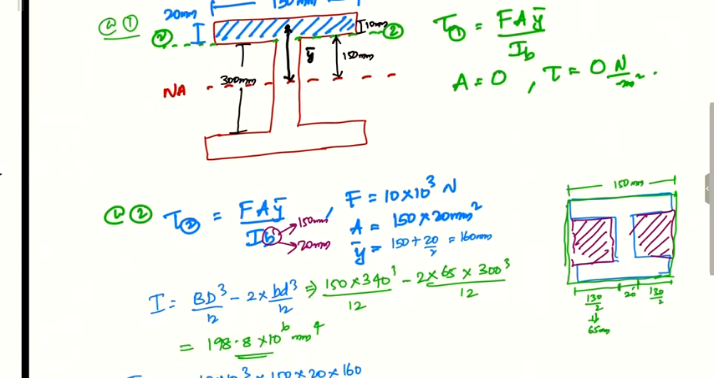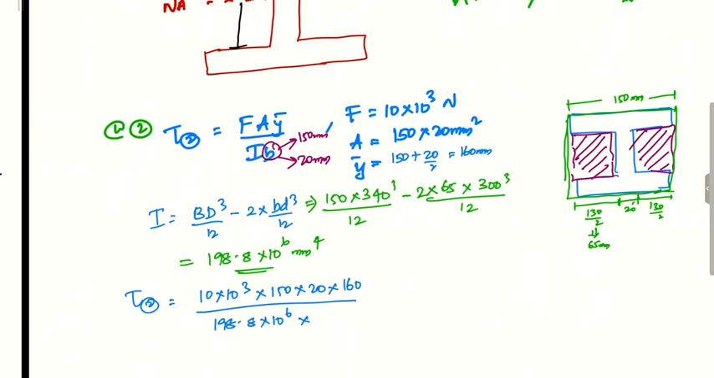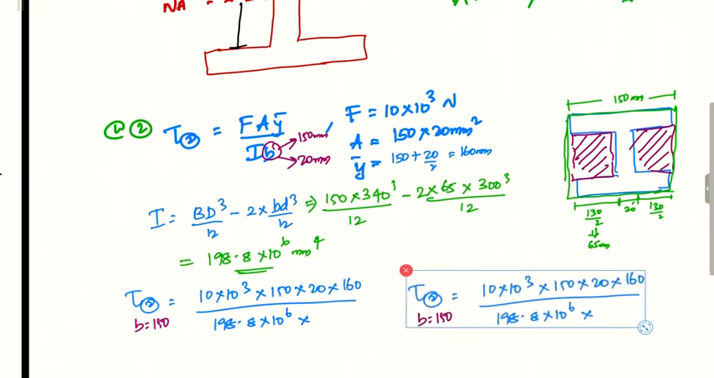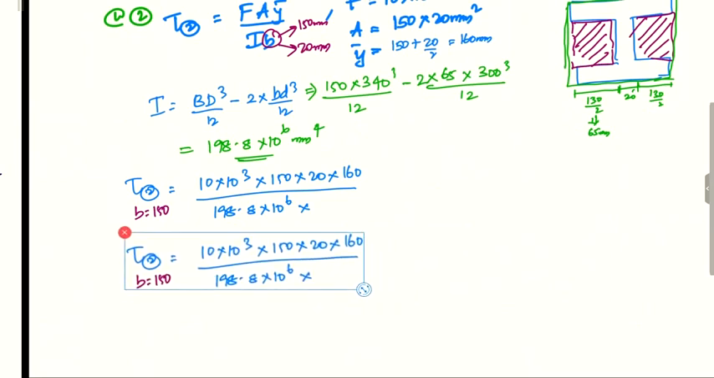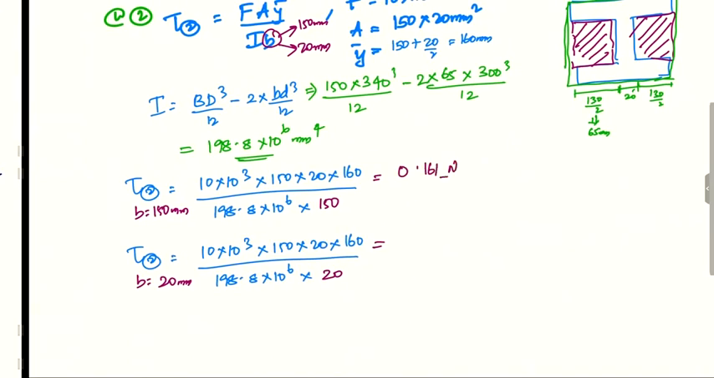Is it fine? Have you understood that? So I'll write tau 2 corresponding to b equal to 150, as well as tau 2 corresponding to b equal to 20 mm also. I need to substitute 150 here, and for this I need to substitute 20. For 150 I'll get 0.161 newton per mm square, and for 20 mm I'll get 1.21 newton per mm square. Is it okay, students? Have you understood this?